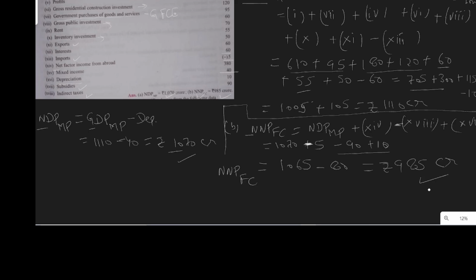So in this way, we have been able to find both the aggregates with the help of the expenditure method. I hope you have understood this. In the next video, we will take up the income method to solve the same question.